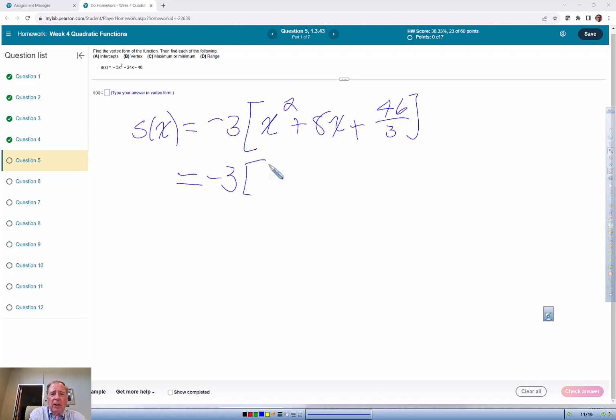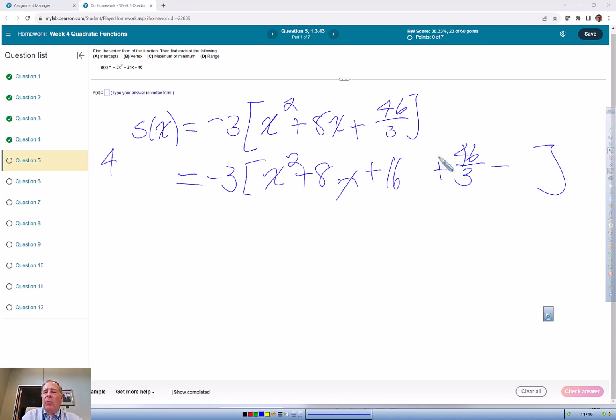So now we're going to set this up. X squared plus 8x plus, leave a space, plus 46 thirds minus, leave a space, then close the bracket. I'm going to look at the linear term and half that coefficient, 8, so that's 4. I'm now going to square 4 and add it here. So to keep this equation balanced, I need to subtract out 16 over here.